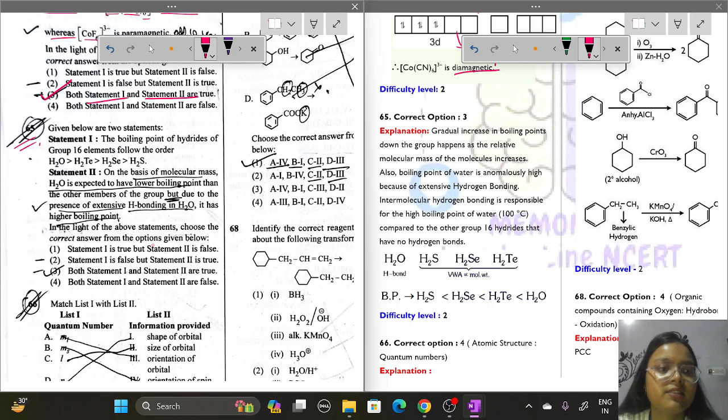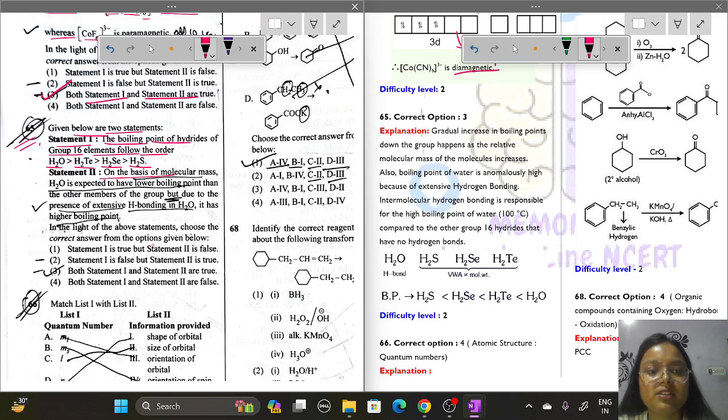Question number 65. Given below are two statements. Statement 1 says the boiling point of hydrides of group 16 elements follow the order H2O, then H2Te, then H2Se, then H2S. Okay, this is also a statement type question.